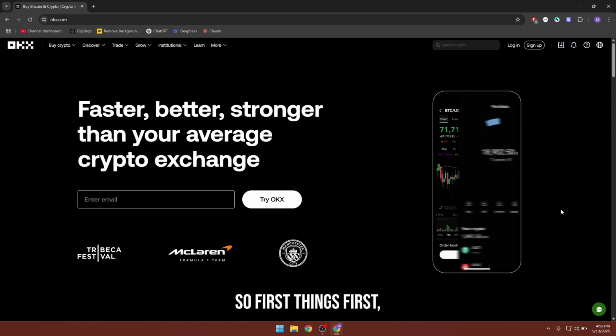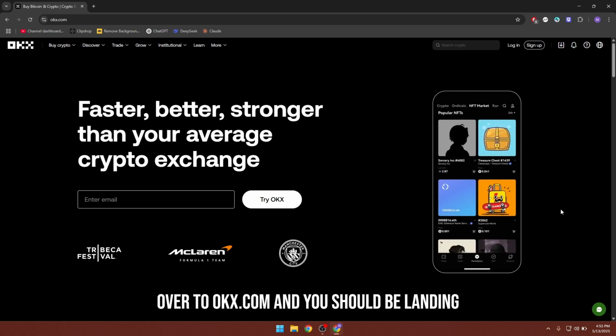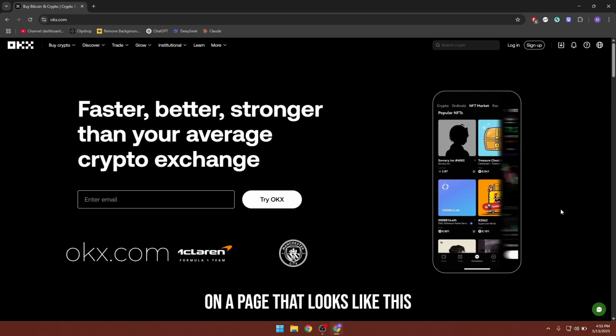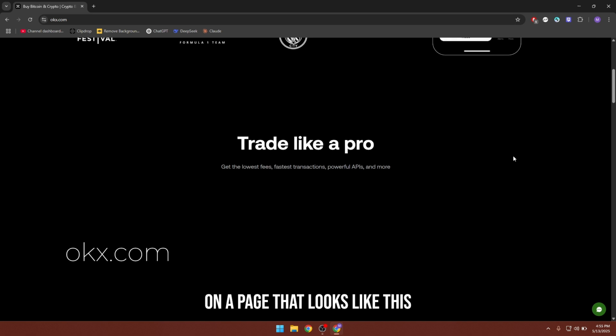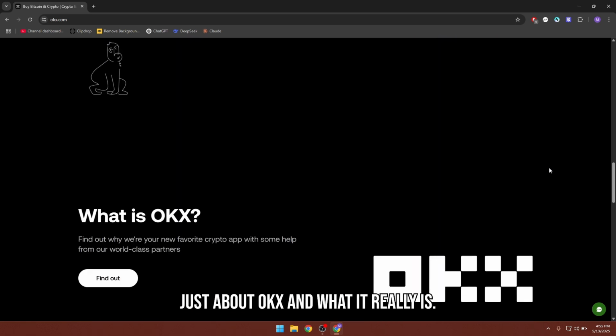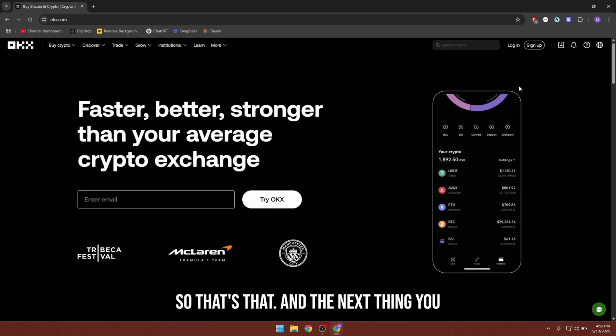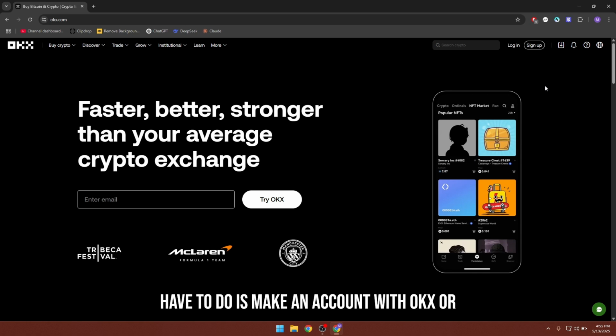So, first things first, open a browser of your choice and head over to okx.com, and you should be landing on a page that looks like this. Front page, nothing really going on here, just about OKX and what it really is. The next thing you have to do is make an account with OKX or sign up or sign in.